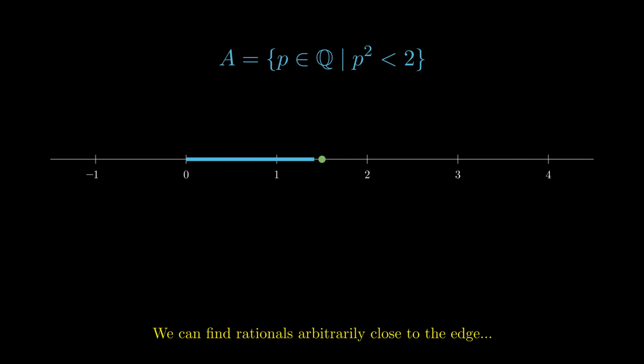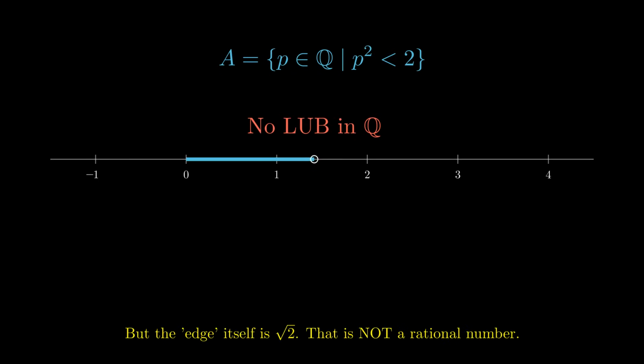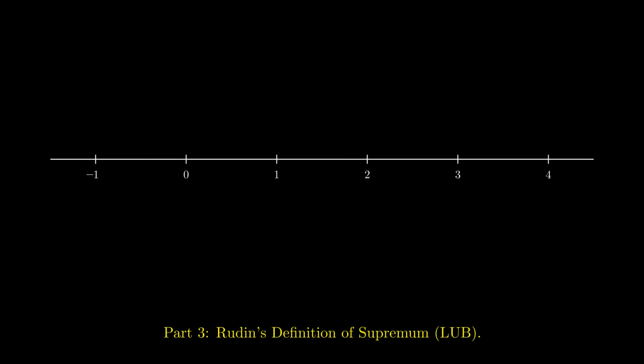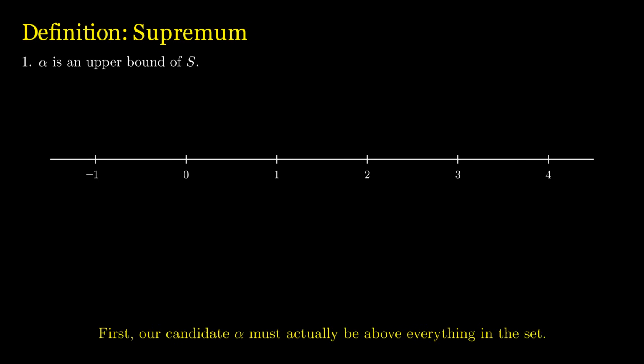We can keep finding rationals closer and closer to the edge, but when we try to hit the absolute edge, we crash. The square root of 2 is not a rational number. In our rational universe, that point does not exist. This implies that the set A is bounded, but it has no least upper bound in the rational numbers. To solve this, we need Rudin's formal definition of the supremum to understand exactly what is going wrong.